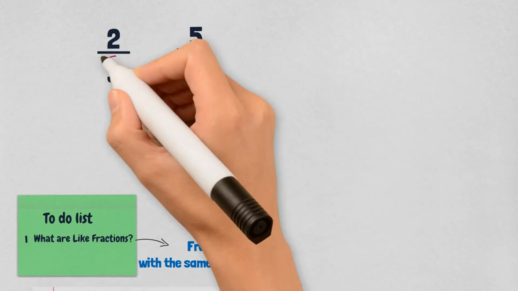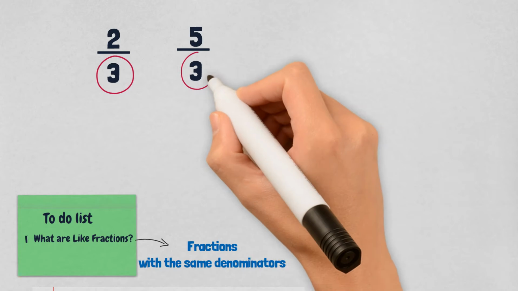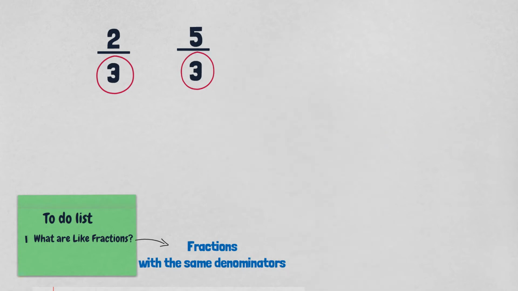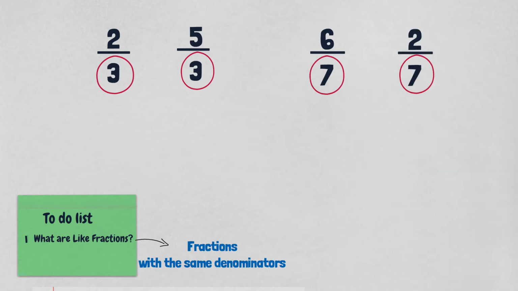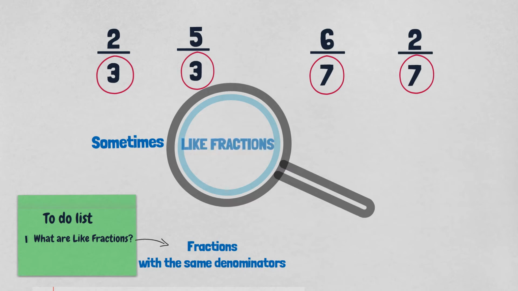For example, 2 over 3 and 5 over 3 are like fractions because they have the same denominator, 3. 6 over 7 and 2 over 7 are another example of like fractions. In these two examples, it is easy to determine whether the fractions are like or not. However, sometimes it is not so obvious.